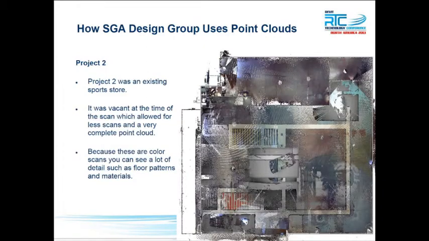Once again, it was an existing sports store. It was vacant, so as you can tell, there was a lot less intrusion in the way here as far as shelving goes. And because it is colored, you can actually start telling where the shelving used to be or where some of the material changes on the floor were. So sometimes we were trying to pick everything up and replace it with other tile, and sometimes we were leaving as much as we could of the existing.